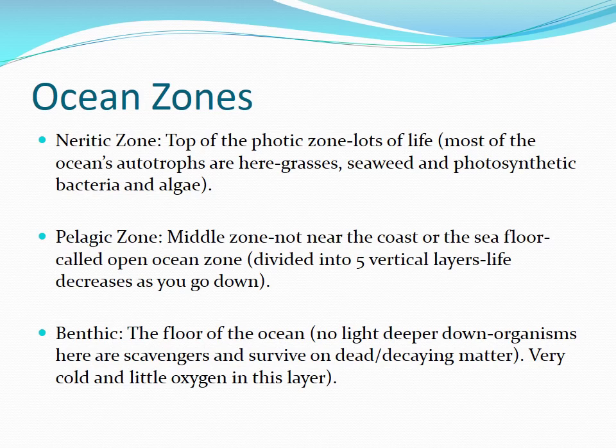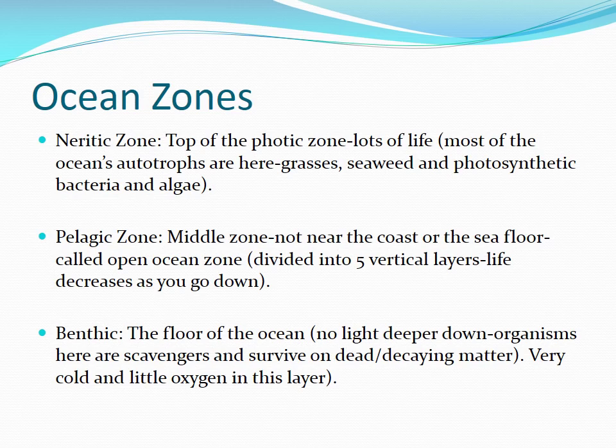Okay, so moving on with the zones. We've done the aphotic zone, the photic zone, and the intertidal zone. So we're moving into more zones. The neritic zone. The neritic zone is the very top of the photic zone. Lots and lots of life here because there's lots and lots of sunlight. Most of the ocean's autotrophs are here. We haven't gotten into ecosystems yet, but when we do, we're going to learn about different kinds of organisms and how they get their food. Autotrophs are organisms that make their own food, and they make their own food from sunlight.